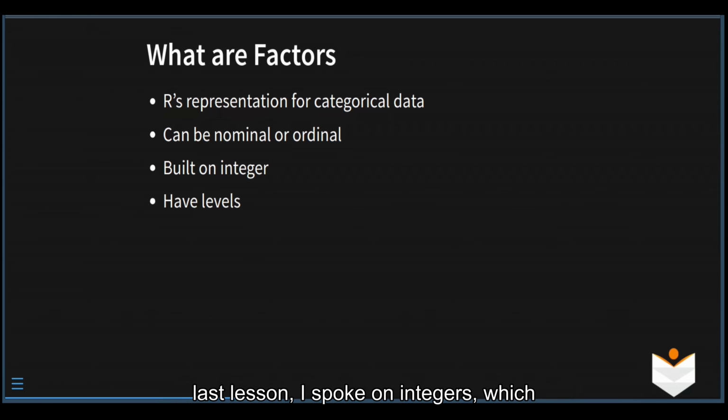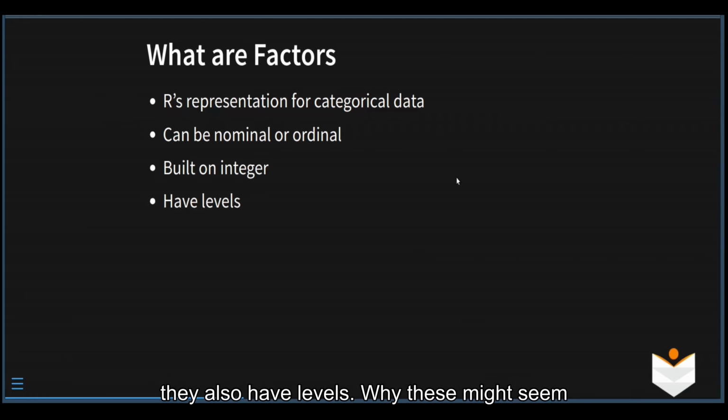In the last lesson, we spoke on integers, which are used to represent whole numbers in R, and yes, factors are built on integers, and they also have levels. While this might seem unclear, what does it mean for factors to have levels?